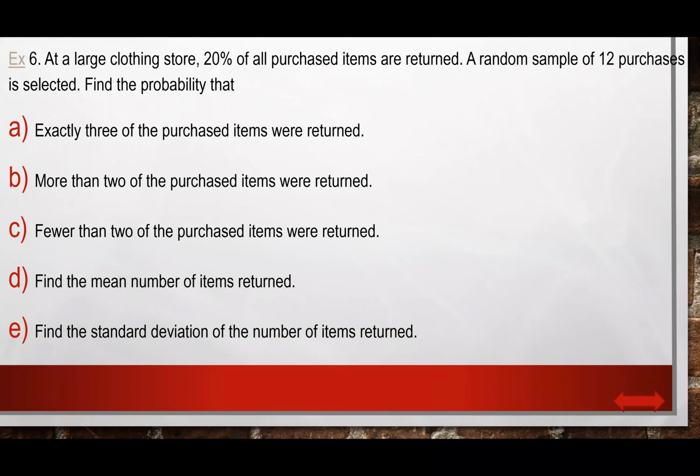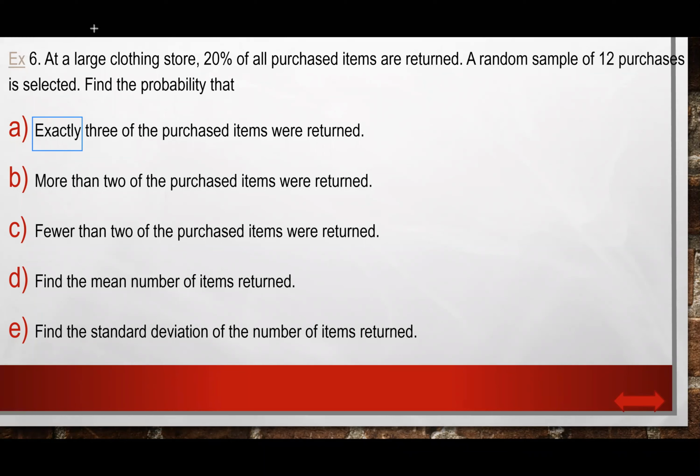Look at this. They tell you that at a large clothing store, 20% of all purchased items are returned. A random sample of 12 purchases is selected. Find the probability of exactly 3 of the purchased items being returned. What does exactly mean? It means we have to calculate at that exact location, and to do that we use the binomial PDF.